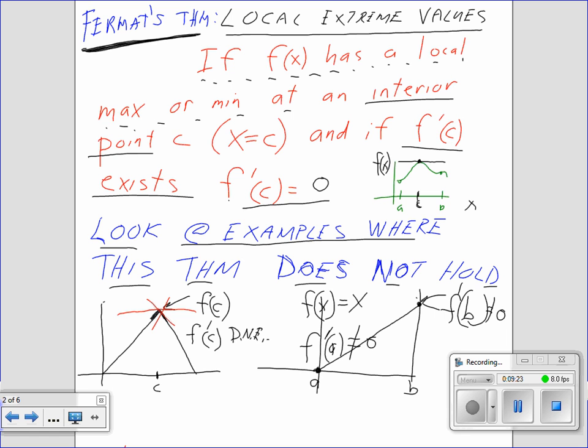Why does this fail? Well, it's not an interior point. Okay, a and b are not interior points in this case. But as the theorem says, if you get an interior point that's a max or a min, going back to here, if interior points are max and min, if the derivative exists at C, the derivative must be equal to 0.